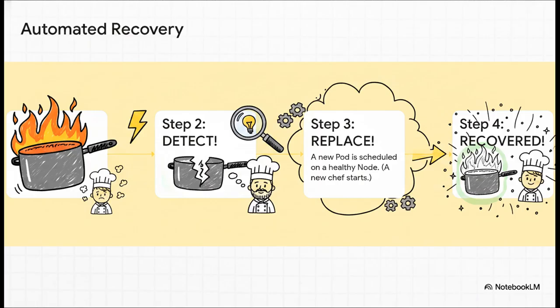Step 2. Detect. The control plane, our head chef, sees that mistake instantly. Step 3. Replace. It immediately sends a new pod to a healthy worker node. In other words, a new chef is assigned to a working station to remake that dish right away. And step 4, recovered. Just like that, the system is back to normal.